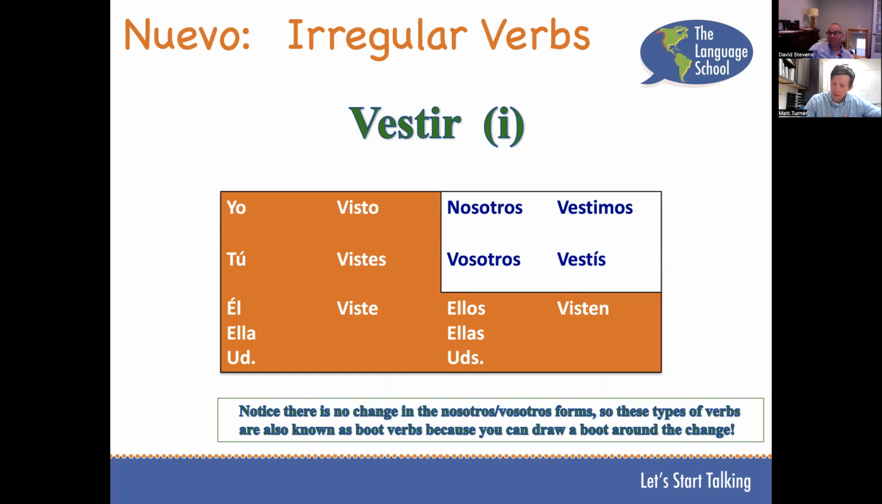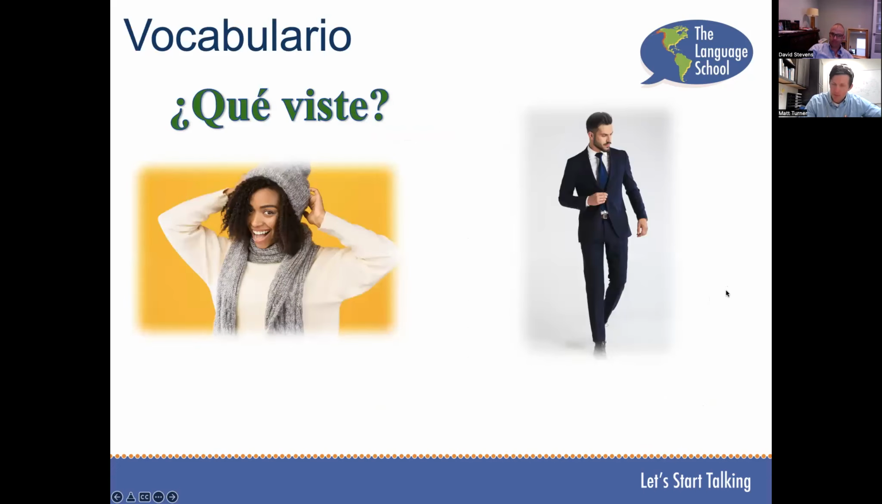Some people call these boot verbs because you can draw a little boot around the verb conjugation where it changes, right? If you notice here in the nosotros form, the E does not change to I. It's vestimos. And that happens in the vosotros as well. Since we don't really practice vosotros, don't worry about it too much. But anytime it has that I in parentheses after a verb, it would be a boot verb. Okay. ¿Qué viste?